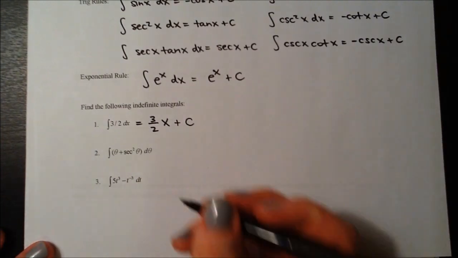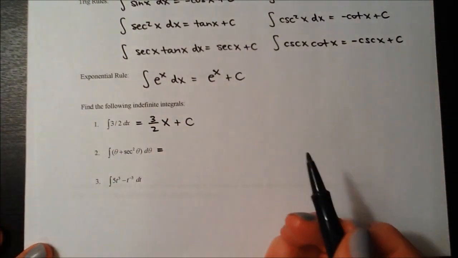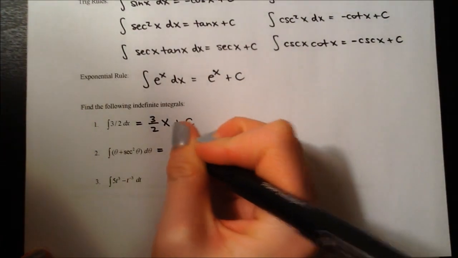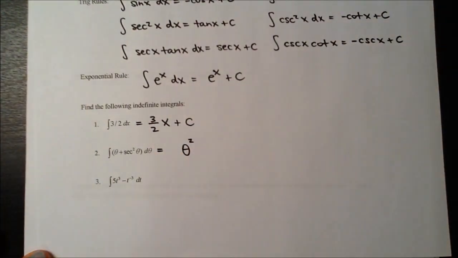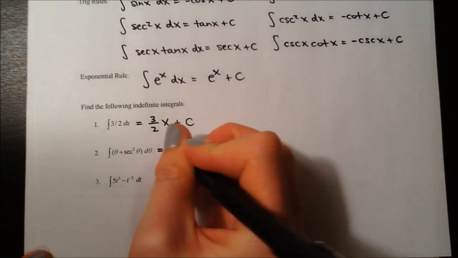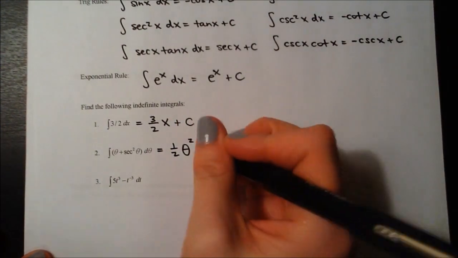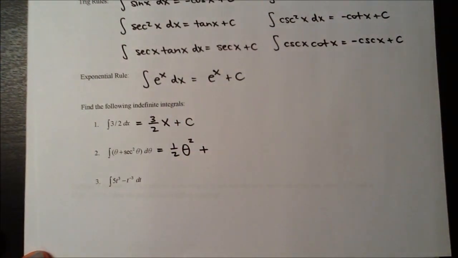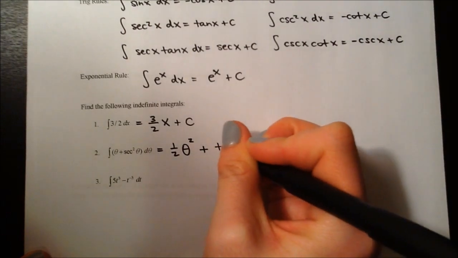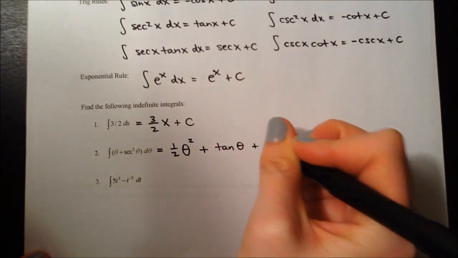So right here, we're going to take some antiderivatives. So theta is our variable. So theta, the power pops up from 1 to 2, and then there must have been a 1/2 here. Okay, plus, and then what gives us a derivative of secant squared? Well, that would be tangent, and then don't forget your plus c.